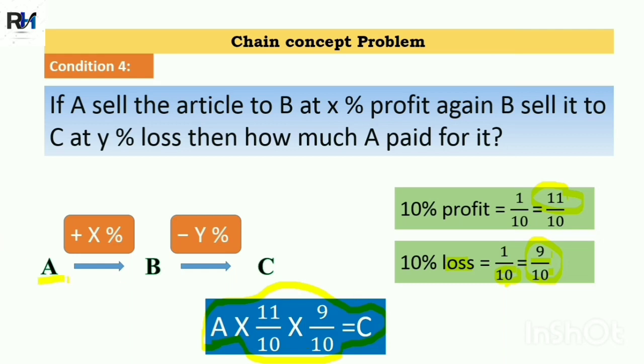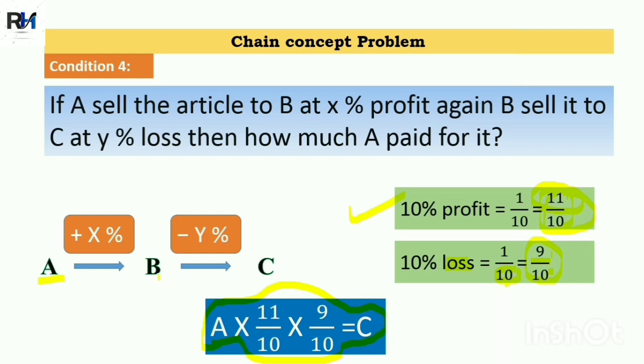Firstly, A wants to sell the article at X% profit. Here I have considered 10% profit. Therefore I have multiplied it by 11 by 10, as I have represented it in the form of a fraction, as I have explained. We have to add 10 to 1. After adding it, we get the fraction 11 by 10. After getting this fraction, we have to put it here.